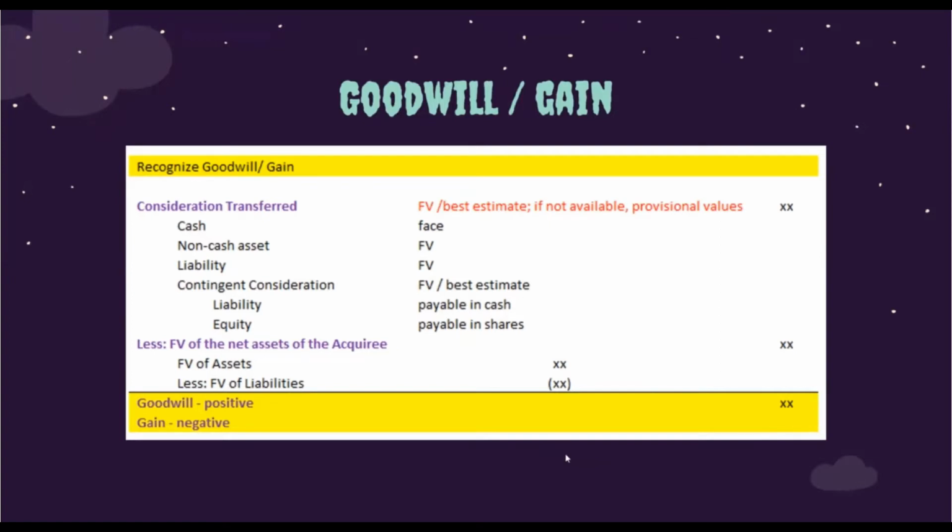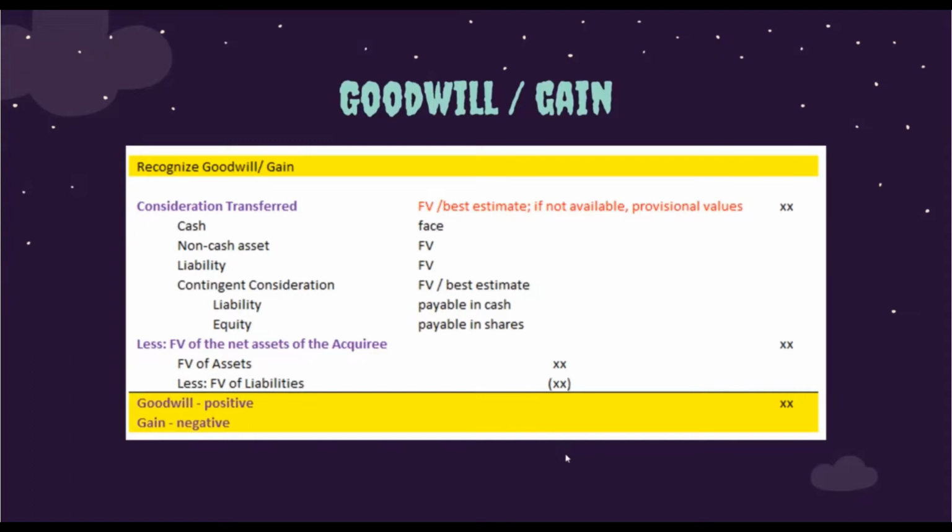So how are we going to do that? We'll have to compare or deduct. So first identify how much the consideration transferred is. The consideration can be a combination of cash, which of course we measure at face value, and non-cash assets. What if the acquirer gave other assets aside from cash? It could be PPE, inventory, or AR. Of course, it could also be in the form of a liability.